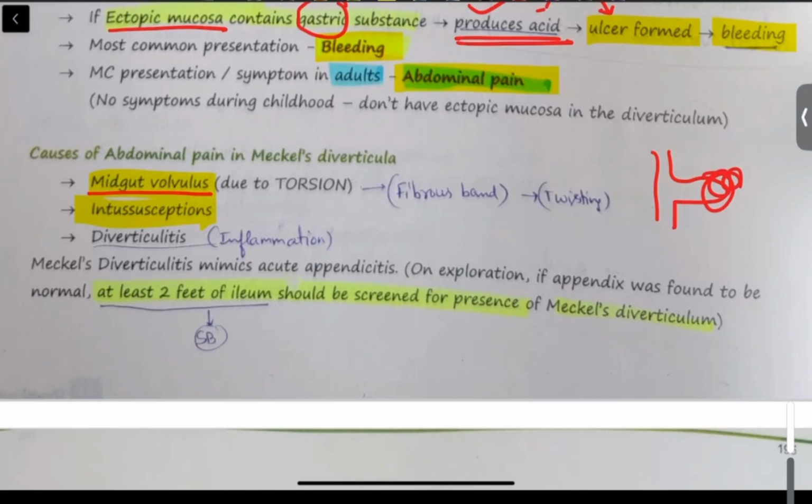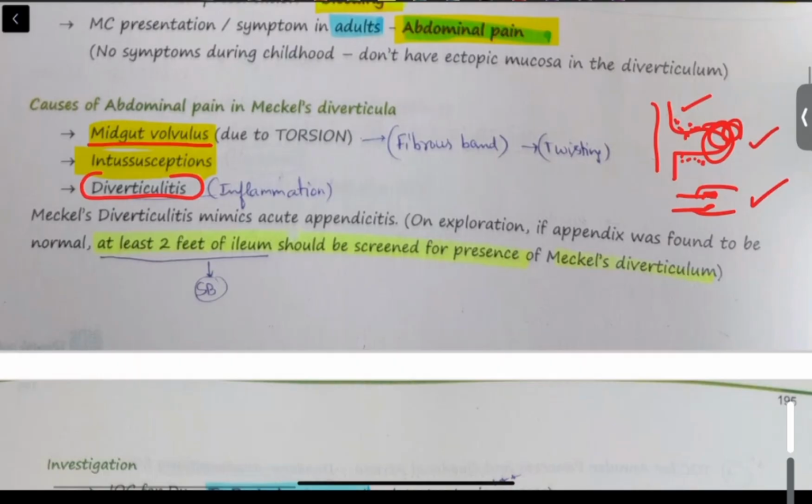Then again intussusception can happen. It is like telescoping, one part of the Meckel's diverticulum goes into the other, and because of this the apex will have loss of blood supply, because of which there will be abdominal pain. Other than that, there can be sudden inflammation in this region. Because of inflammation, again pain. So diverticulitis can happen. Because of these three reasons, usually there will be pain in adults in case of Meckel's diverticulum.